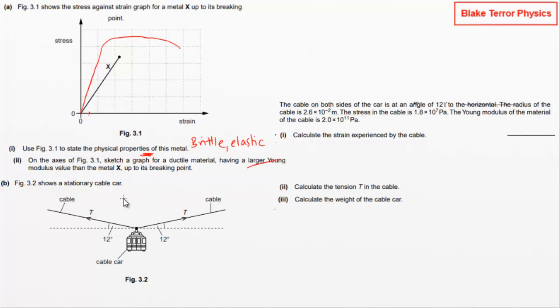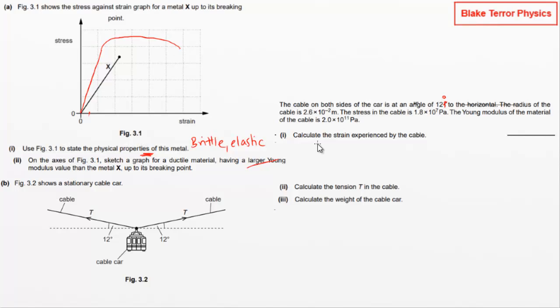Figure 3.2 shows a stationary cable car. Good. Well, maybe not that good if you're sitting on it. Wonder why it's not moving. The cable on both sides of the car is at an angle of 12 degrees to the horizontal. The radius of the cable is that. The stress in the cable is that. The Young's modulus of the material is that. Okay. Calculate the strain experienced by the cable.